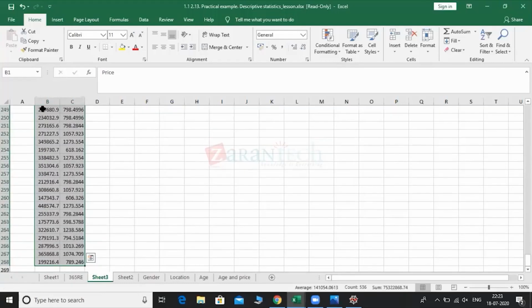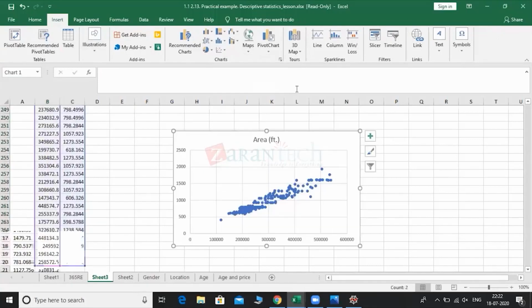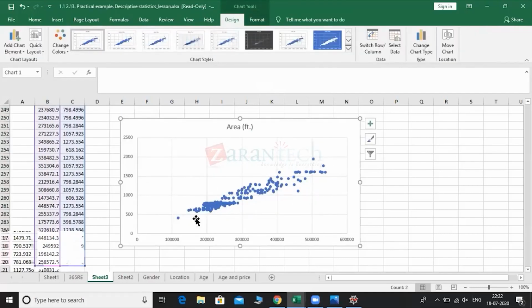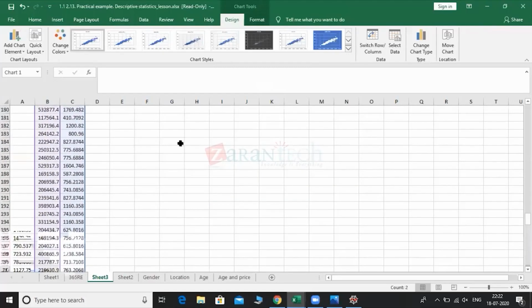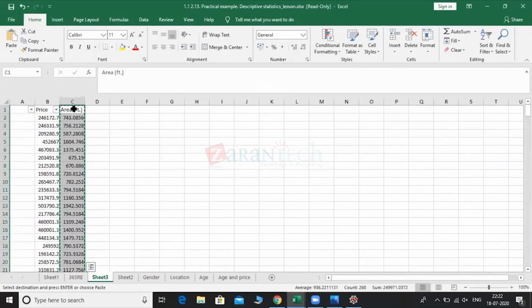Okay, now let's plot these two things on a simple scatter plot or line chart. Okay, now can you see? There's a very direct correlation based on all these points that we have. There's a huge correlation as the area increases. Sorry, this is not a good way. We can put the area on the x-axis.